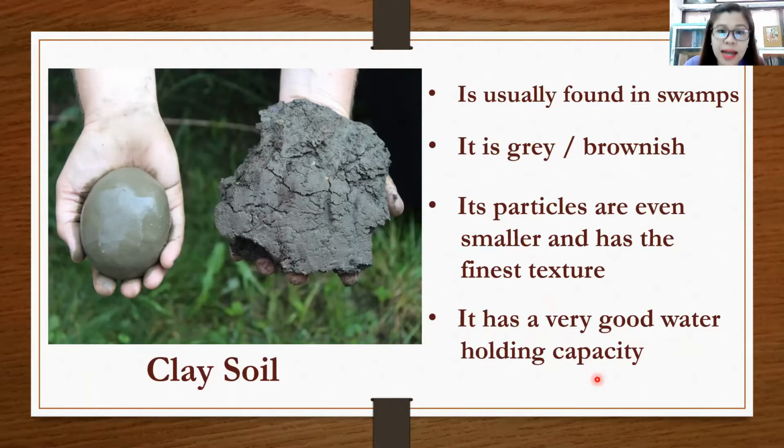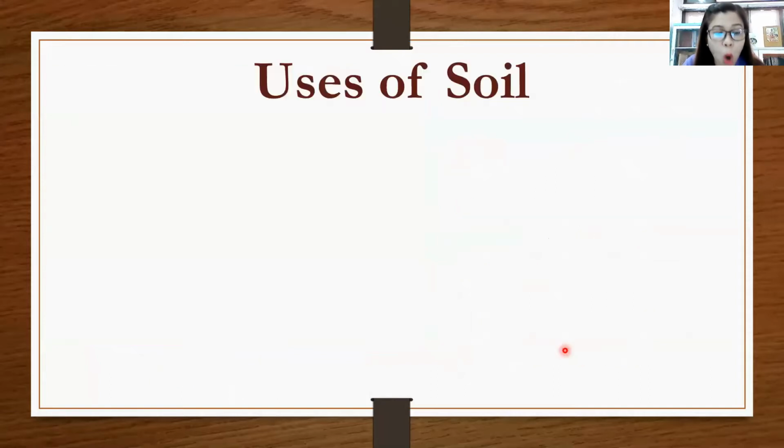So again, clay soil is usually found in swamps. It is either gray or brownish or red or even rusty brown. It has the finest texture and it has a very good water holding capacity. So soil is very important. Okay, so it can be used in various ways according to its properties.